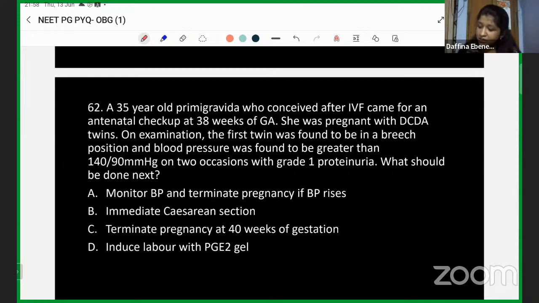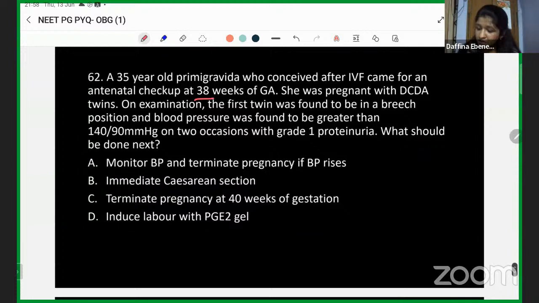What are the clues? She's already 38 weeks of gestation. She's DCDA twins. Okay. Leading twin is in breech position. And she also has 2 high BP readings. Okay. So what do you have to do? First twin, leading twin, non-cephalic. Only way of delivery should be cesarean section. Only if the leading twin is cephalic, you have an option of vaginal delivery. If the leading twin is non-cephalic, straight away you go ahead with the cesarean section.